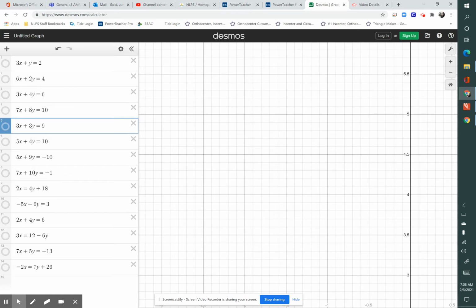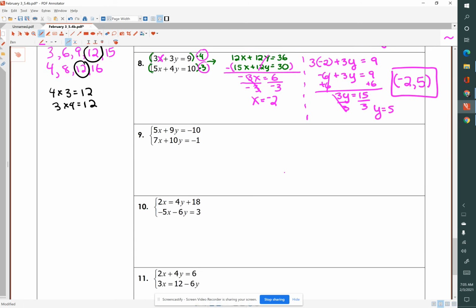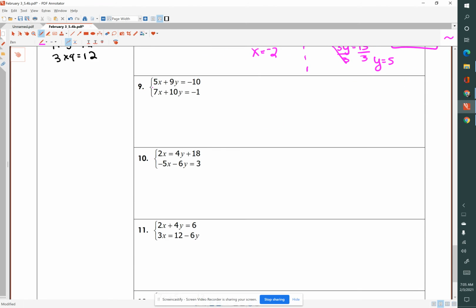All right, let's look at number 9. We have 5x plus 9y equals negative 10, and 7x plus 10y equals negative 1. So I think I'm going to work with the x's, and the least common multiple of 5 and 7 will be 35. Because 5 times 7 is 35, and 7 times 5 is 35.